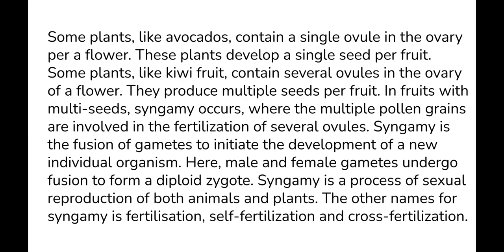So, during fertilization, male and female gametes undergo fusion. They are fused to produce a diploid zygote. So, sex cells are haploid, with one set of chromosomes, and they produce a diploid zygote.